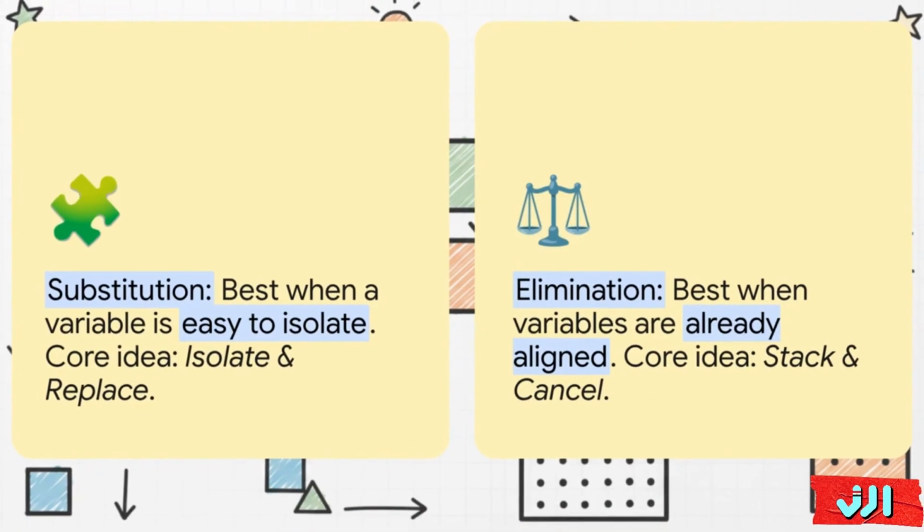So, you might be wondering, how do I know which tool to use? Well, it's all about working smarter, not harder. If you look at the equations and see a variable that's super easy to get by itself, like a plain x or y, substitution is probably your best bet. But if the equations are already lined up nicely, elimination is often the faster way to go. Just remember, isolate and replace, or stack and cancel.